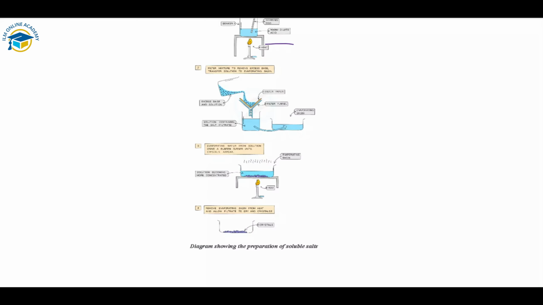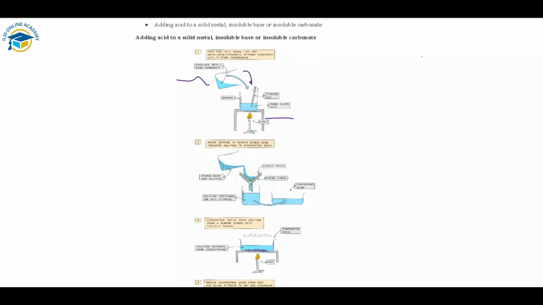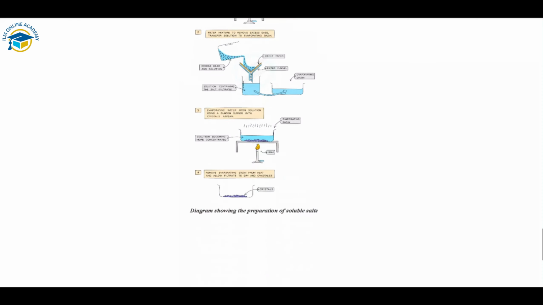Decant excess solution and allow the crystals to dry, and blot dry with the filter paper. So this is how you can get the crystals. So this is the method for the preparation of the soluble salts. First, you can see here adding the metal or the base or the carbonate to the warm acid. The second step is the filtration, and the third step is the evaporation or crystallization, and the last one is to remove the evaporating basin from the top and allow the filtrate to dry into crystals. So these are the steps through which you can prepare a soluble salt.